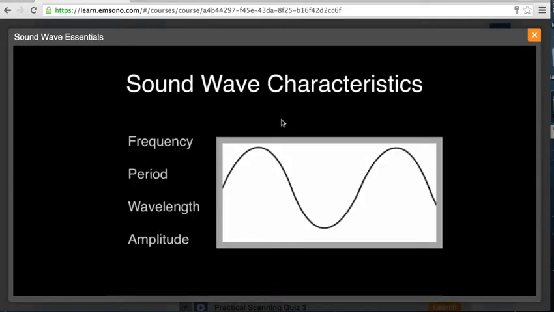Let's now take a look at some sound wave characteristics. Sound can be characterized by its frequency, its period, its wavelength, or its amplitude. The most important one for you to remember is going to be the frequency, and this is defined as the number of times per second that the disturbance is repeated and is determined by the number of oscillations per second made by the sound source. And as we already talked about, it's measured in hertz.